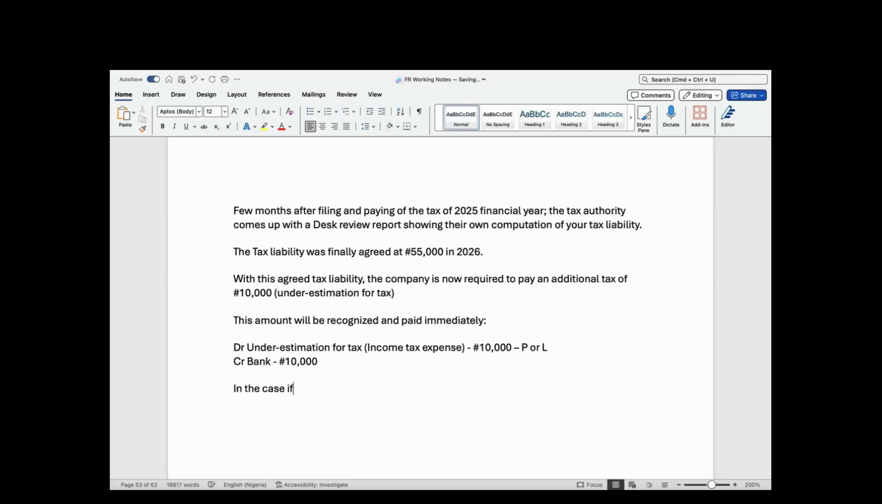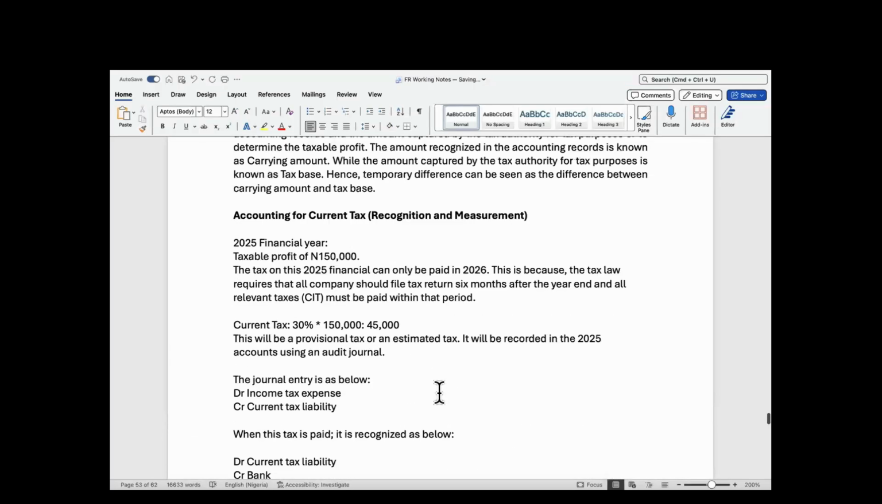In the case of overestimation, you simply debit current tax assets and credit overestimation for tax, which is the account head, income tax expense, P&L. And that is all for taxes.